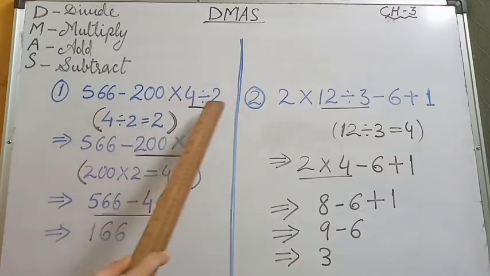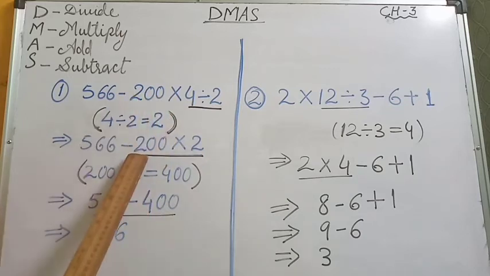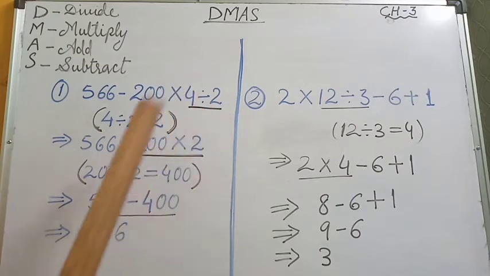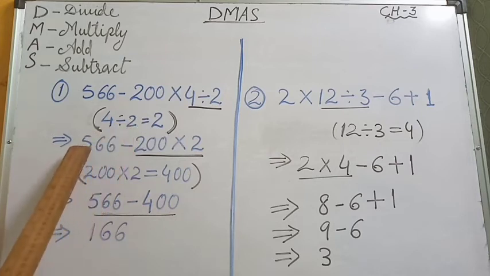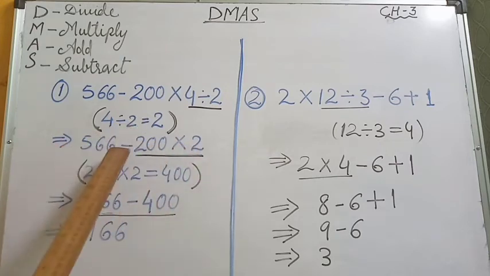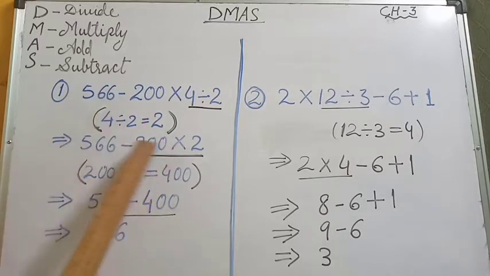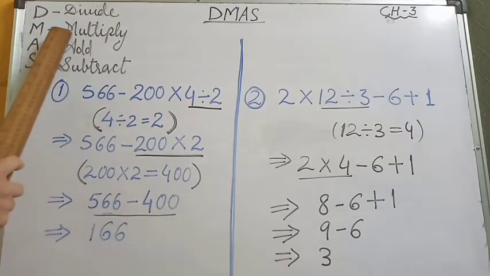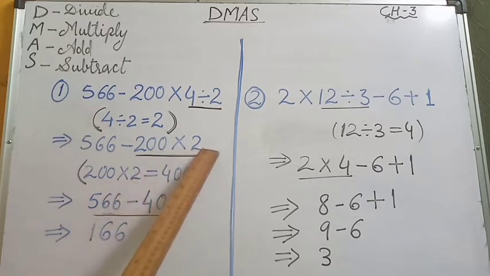So in this place we will put 2. So 566 minus 200, and in place of 4 divided by 2 we will write 2 only. Now we have solved the division operation. Now we have this expression. In this expression we have again two operations, subtraction and multiplication. So which operation is to be solved first? According to DMAS rule, multiplication should be solved first. So we have to solve 200 multiplied by 2.